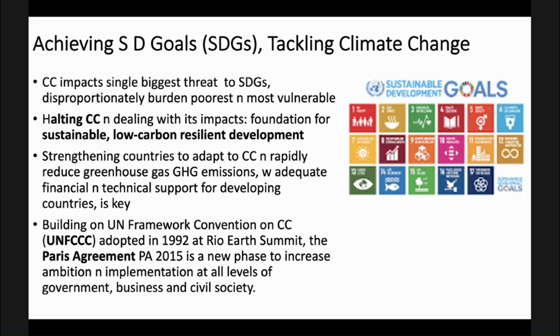We need to strengthen countries to adapt to climate change better, reduce greenhouse gases, and we need financial and technical support. Building on the UNFCCC adopted in 1992 at the Rio Earth Summit, the new phase was launched in Paris in 2015. And you can see that this has increased ambition and a new way of implementation.